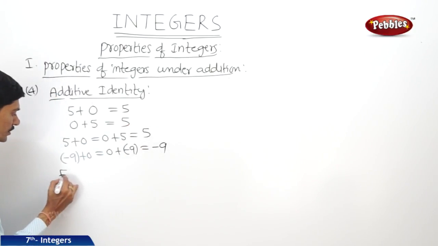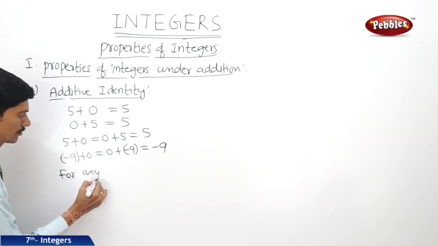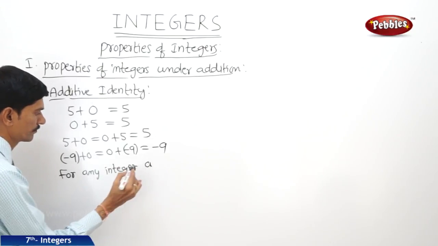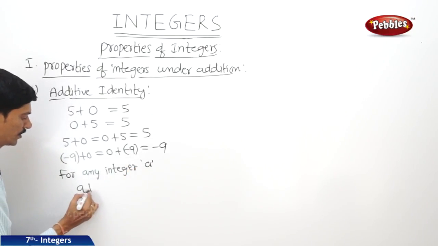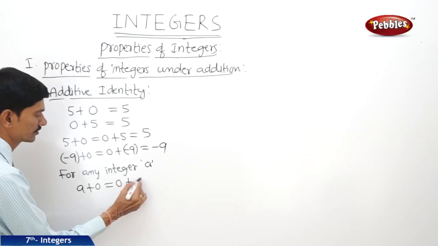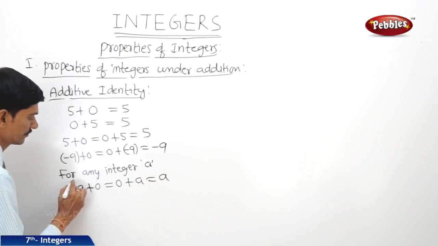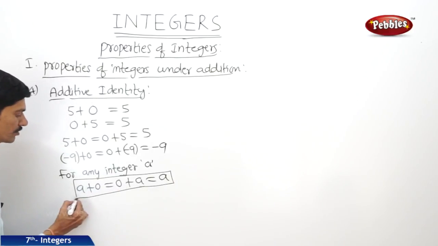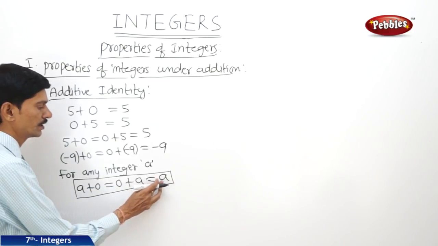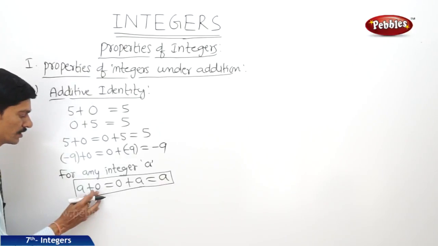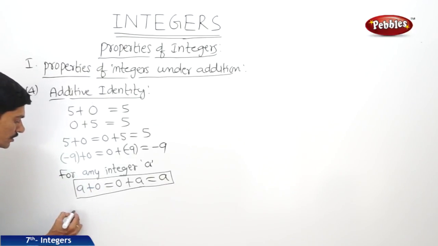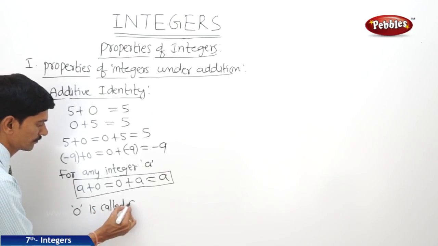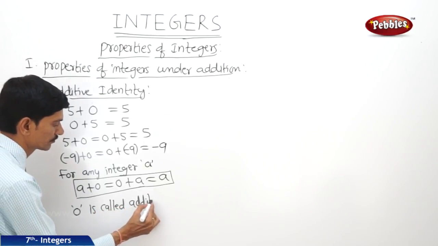So for any integer a, a plus 0 equals 0 plus a equals a. If you take any integer in place of a, and you add 0, then we get the same integer as the sum. That is why here 0 is called additive identity.